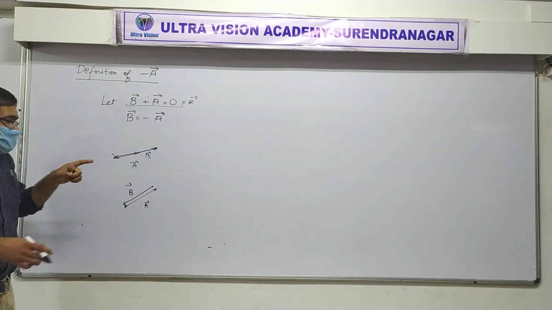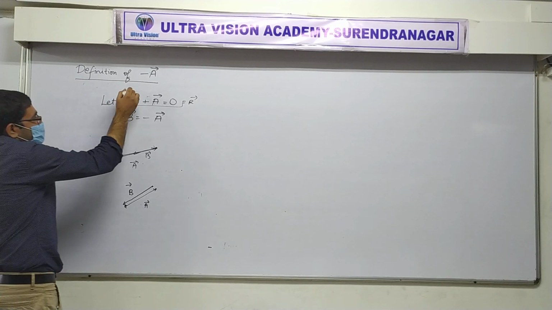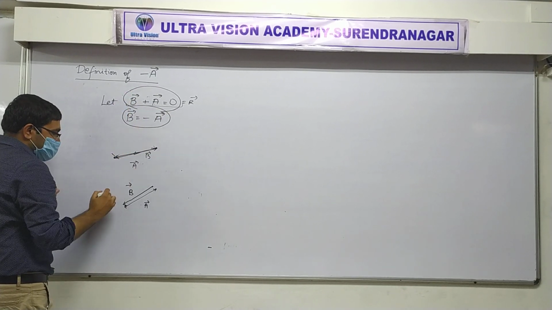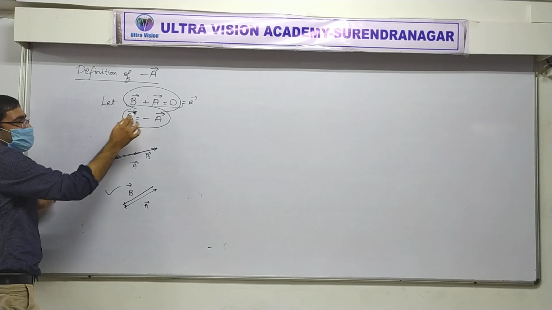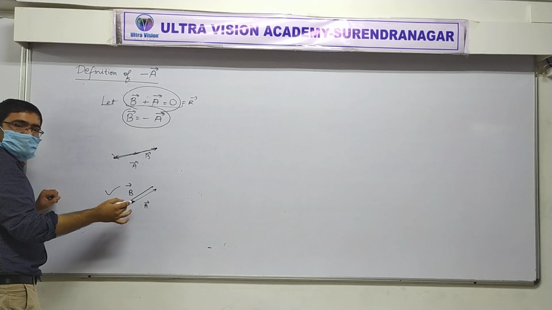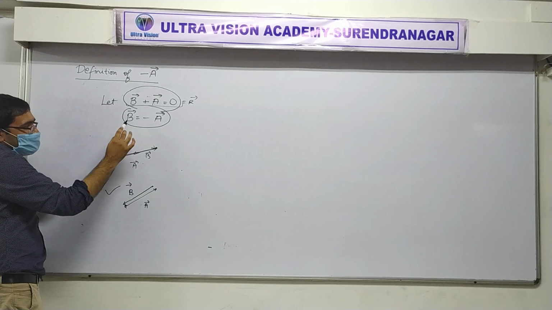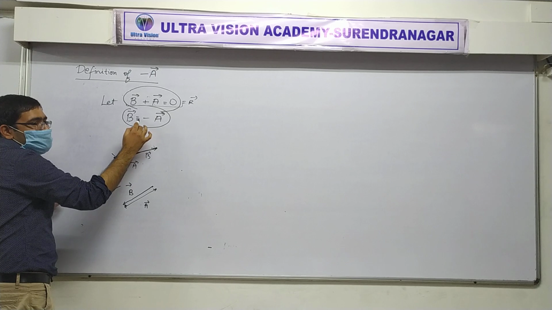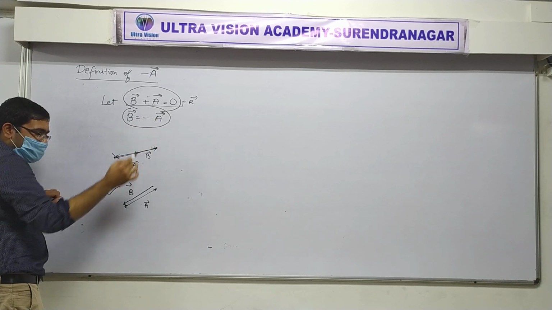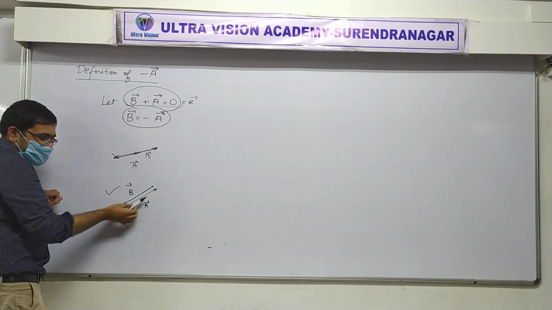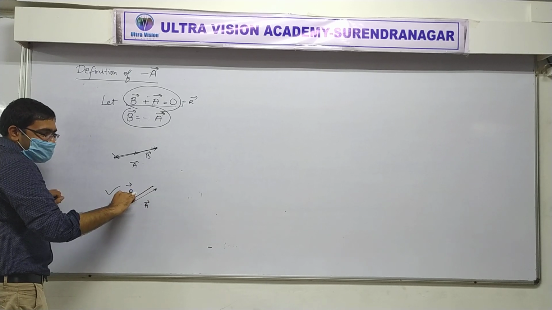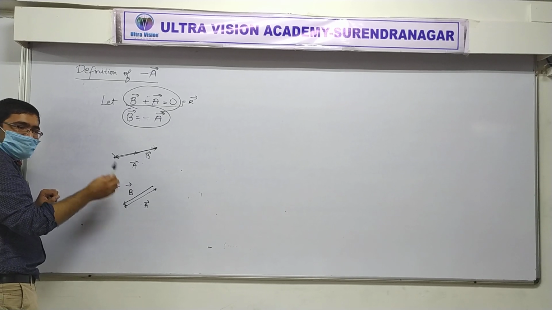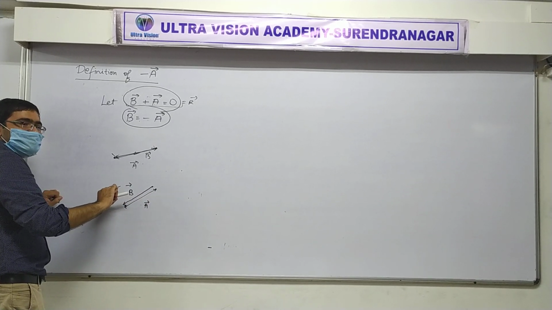So what this means is this equation corresponds to this diagram. What are we seeing? We are seeing that if b vector plus a vector is 0, or if b vector is equal to negative of a vector, then a vector and b vector are in what kind of direction? Opposite direction. A vector and b vector are in opposite direction.